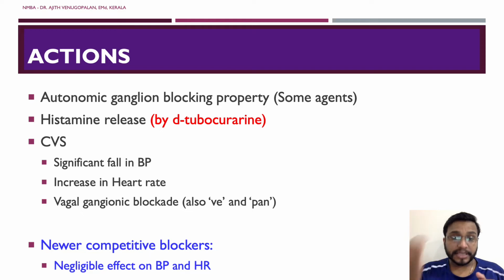As a result, because it is a vagal inhibition, it produced tachycardia. All newer agents, as we have mentioned, like atracurium, vecuronium, rocuronium, are devoid of significant autonomic effects in their recommended dose. Hence, the effects on heart rate and BP are negligible. Just have this in your mind.